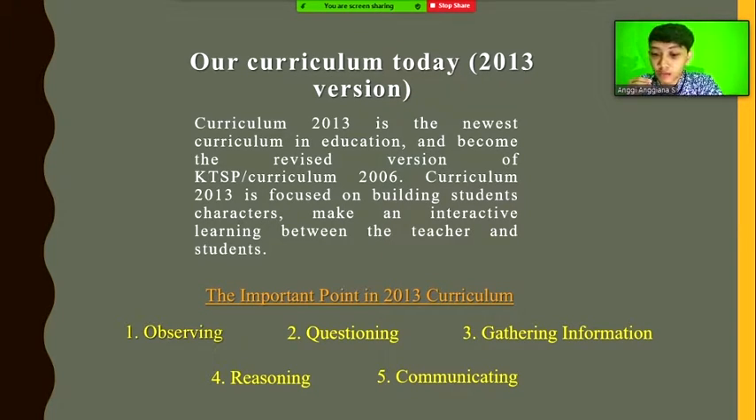After that, the fourth is reasoning. When they receive some information, they have to reason why, because if they don't do that, they will forget the knowledge. And the last is communicating. In this curriculum, students should try to communicate their own ideas to other people, because this is not the era where they just receive ideas. This is the era where they have to give ideas. They have to be a leader. They have to be superior to other people.